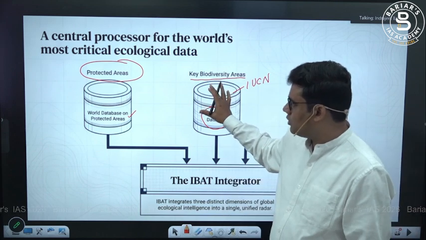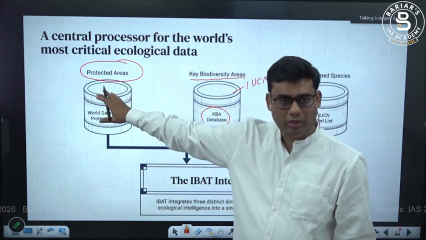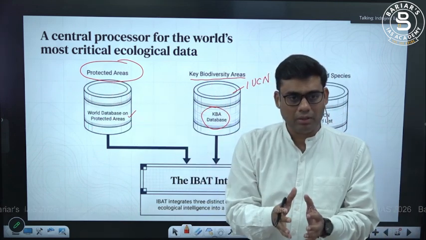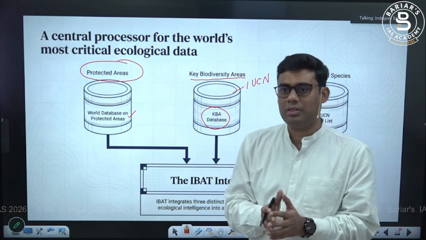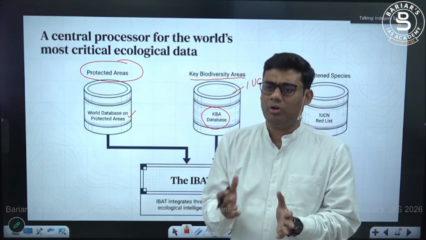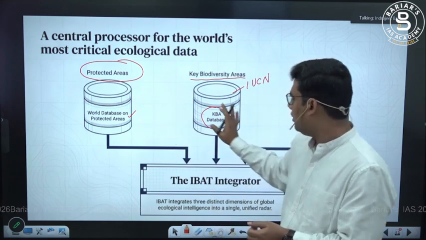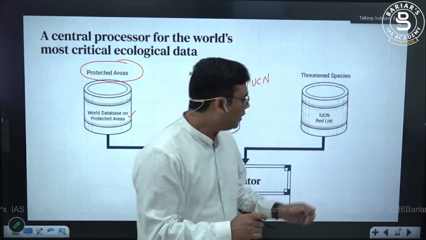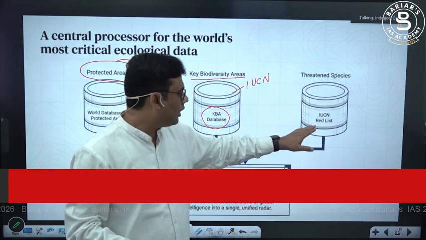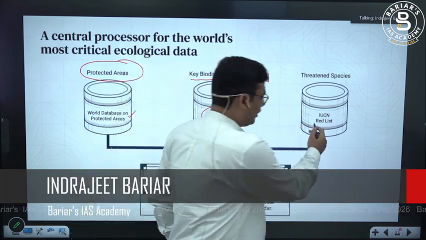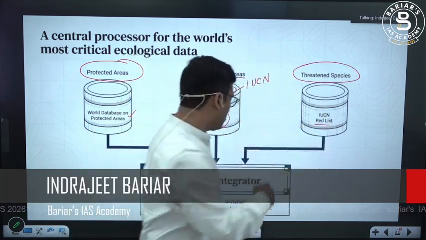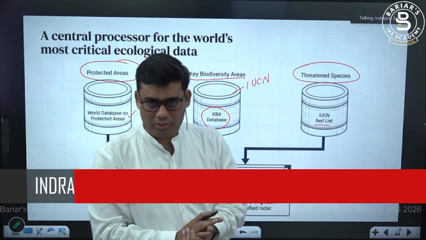Now this KBA database may overlap with the protected areas, because whatever the key biodiversity areas in any particular country, the majority of them would be converted into protected areas anyway. So there can be overlap over here. And the third one is again a list by IUCN, which is the Red List. The Red List deals with threatened species.